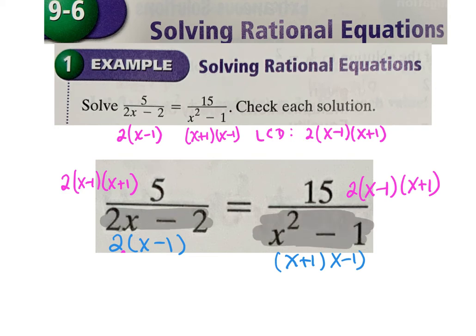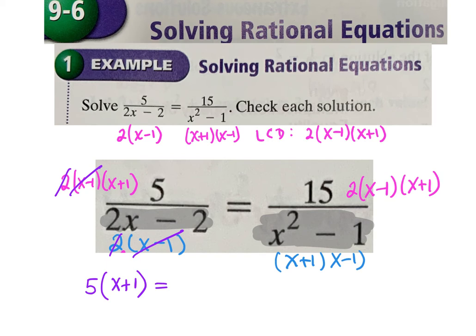Okay. So when I multiply this first group by my common denominator, what's going to cancel here? My 2 is going to cancel. Everybody see that, right? And my x minus 1 is going to cancel, right? I have no denominator now. I just have 5(x plus 1).